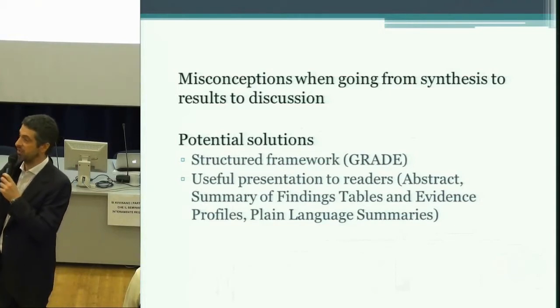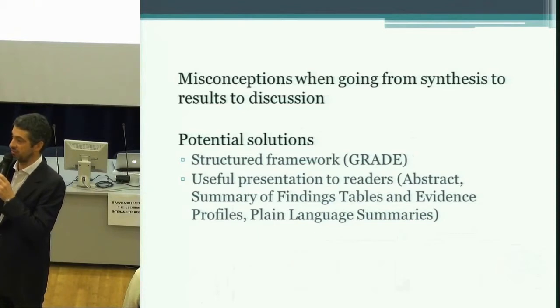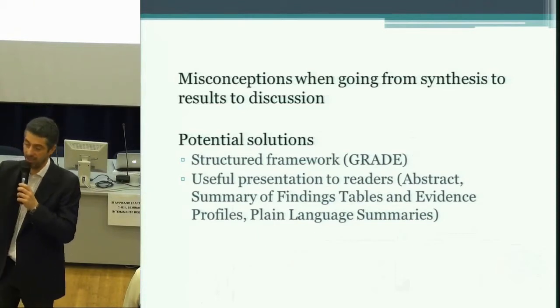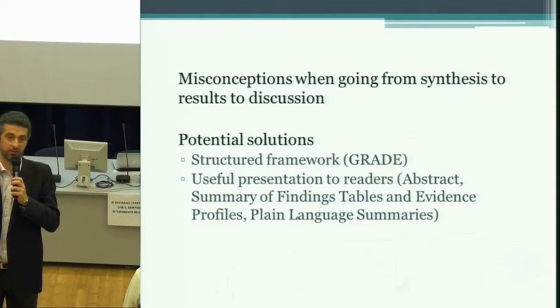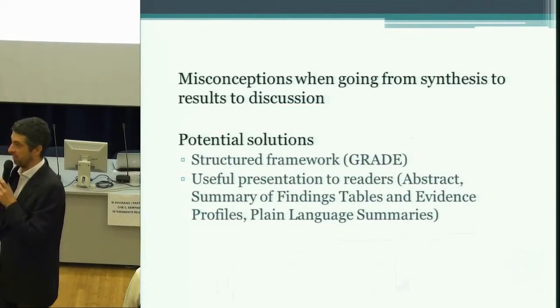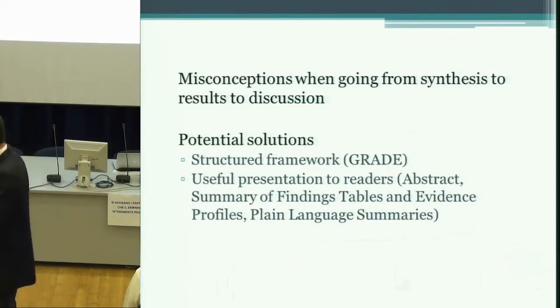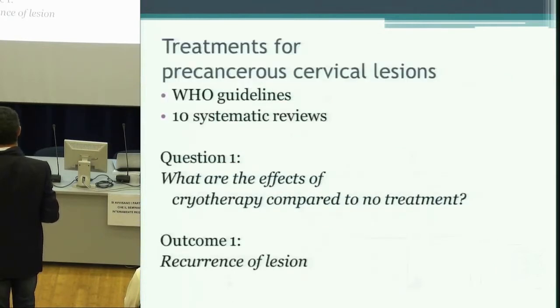Usually systematic reviews do not provide recommendations. They provide a clue about the efficacy or the safety of an intervention, but they do not say to doctors or to health professionals what to do. This is usually done in the guidelines, and the GRADE is a new system that you will see now to grade the evidence and the strength of the recommendations.